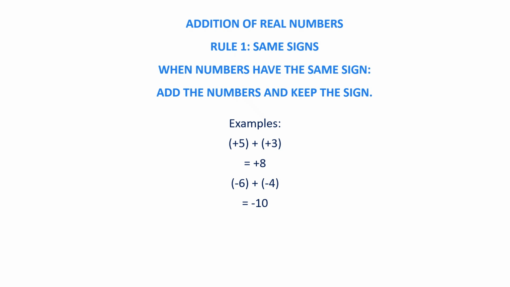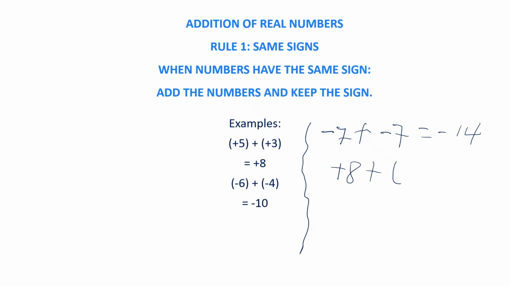Let's add another example. Negative 7 plus negative 7 will give you negative 14. Positive 8 plus positive 8 will give you positive 16. Negative 2 plus negative 2 will give you negative 4.